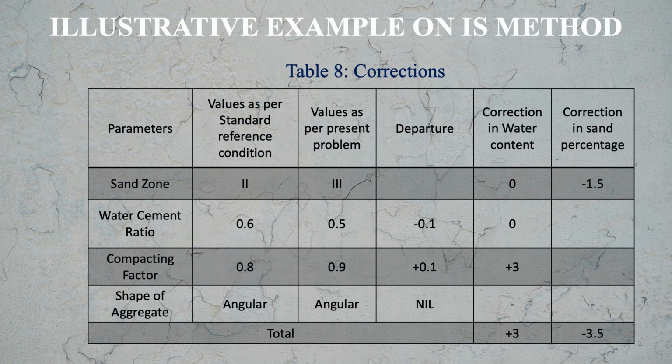So that way we see that total correction in water content comes out to be +3 and total correction in sand percentage comes out to be -0.35. So that way it gives you the summary of corrections needed here. So based on the results of these corrections, we will correct the sand content and the water content.